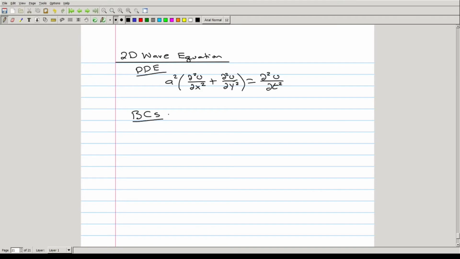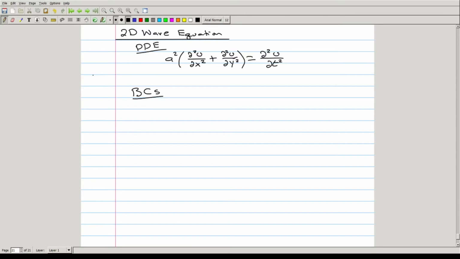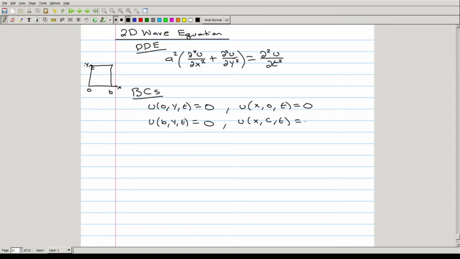We have some boundary conditions that we have to specify. Again, we're going to do this on the rectangle from 0 to b in x, and from 0 to c in y. And we'll just give this the simplest possible boundary conditions, which are u at 0, y, t is 0, u at x, or at b, y, t is 0, u at x, 0, t is 0, and lastly u at x, c, t is 0.